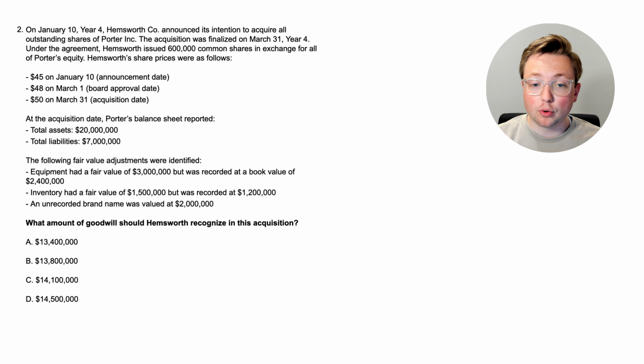At the acquisition date, Porter's balance sheet reported total assets of $20 million and total liabilities of $7 million. The following fair value adjustments were identified. Equipment had a fair value of $3 million, but was recorded at a book value of $2,400,000. Inventory had a fair value of $1,500,000, but was recorded at $1,200,000, and an unrecorded brand name was valued at $2 million. So again, what is the amount of goodwill that's going to be recognized in this acquisition?